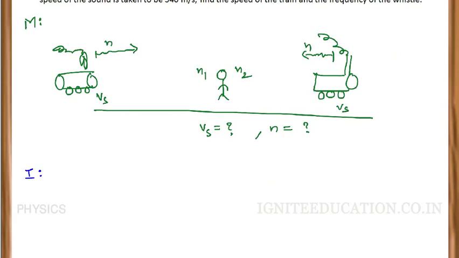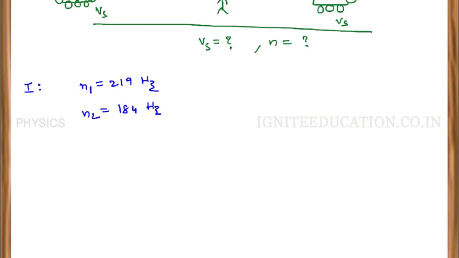What type of quantities have I been given? n1 is equal to 219 Hz, n2 is equal to 184 Hz, and v, the velocity of sound, is given, that is 340 meter per second. Anyway, the observer is at rest, so v0 is equal to 0. We need to find out the velocity of the source and the frequency of the source.